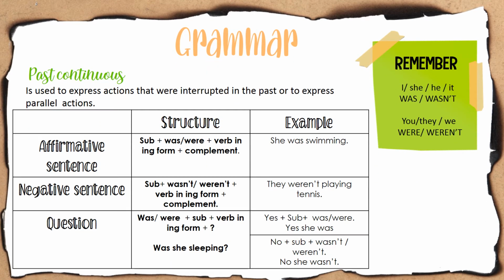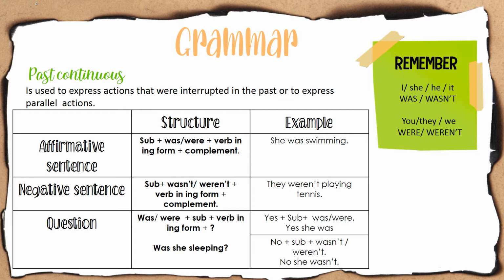And more grammar. But now we are going to learn about past continuous. It is used to express actions that were interrupted or to express parallel actions. In affirmative sentences, we are going to follow the next structure: subject plus was if the subject is I, she, he, or it, or were if the subject is you, they, or we, plus verb in ing form plus complement. For example, she was swimming.